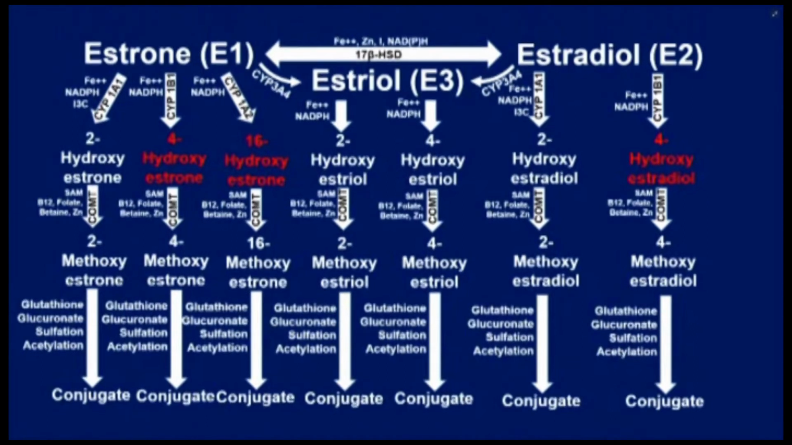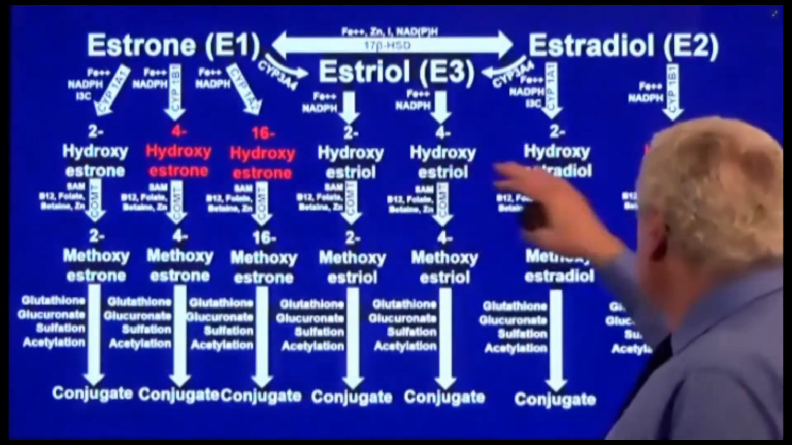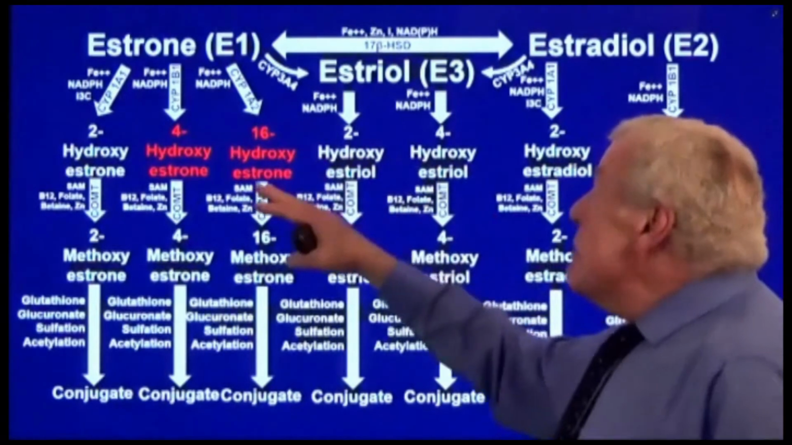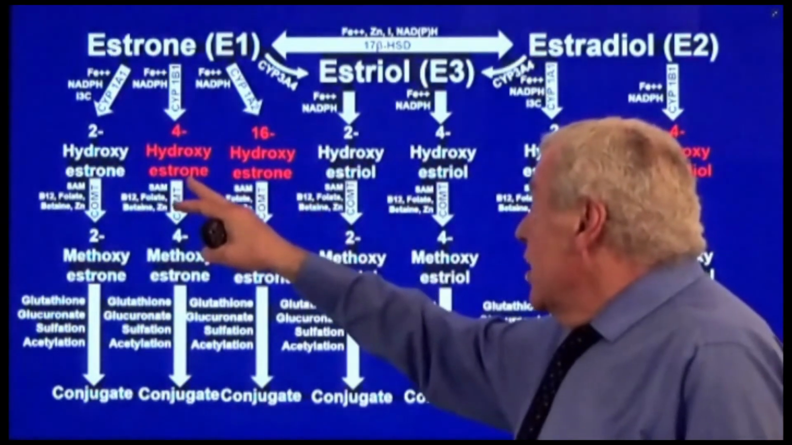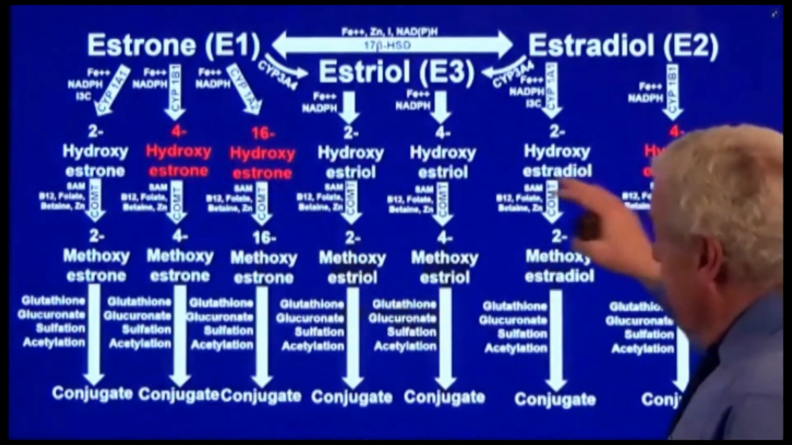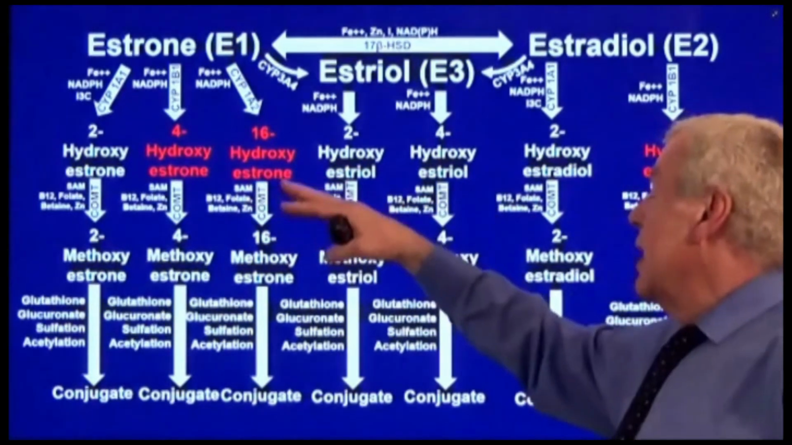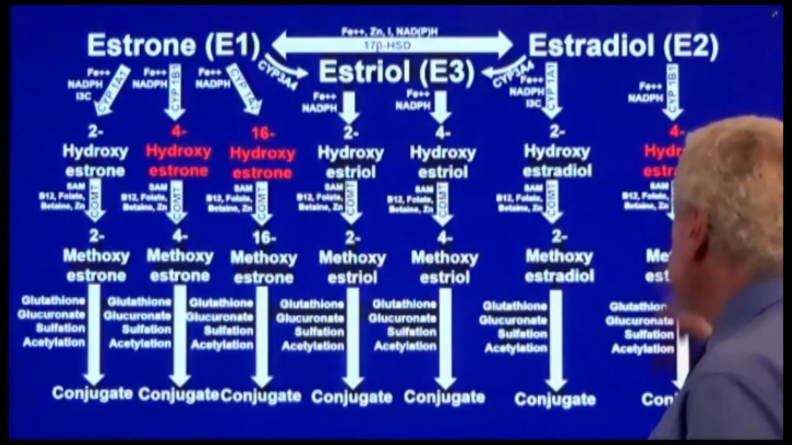So the hydroxylation is the first pathway here, just like we met in serotonin and noradrenaline and dopamine, hydroxylation by cytochrome P450 enzymes, which require NADPH and iron. Then the second pathway: we've made our hydroxylated derivatives, and the real bad guys here, or bad girls, will be the 4-hydroxyestrone, 16-hydroxyestrone, and the 4-hydroxyestradiol. And these are very much more pro-proliferative, in other words, they tend to stimulate the growth of malignant tumours.